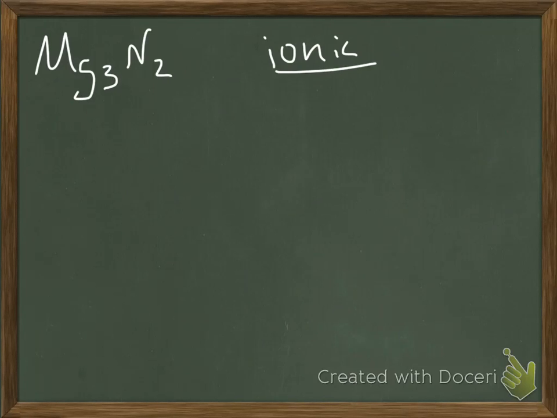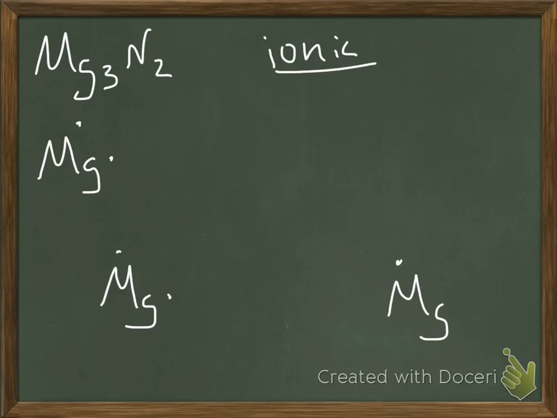Magnesium nitride, Mg3N2. You've got a magnesium here, that's a metal, so I know that's ionic. I have 3 magnesiums. Each magnesium has how many? I've got to look at my table. Each magnesium has 2 valence electrons. I'm going to draw one there, one down there, and one over here.